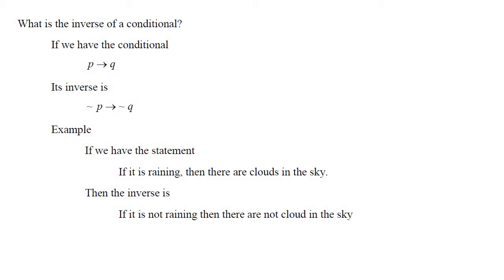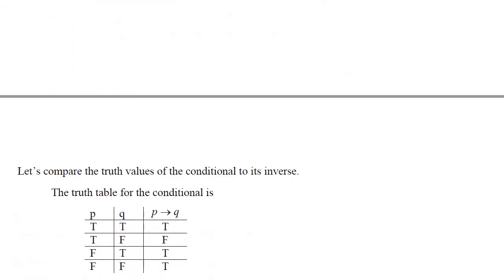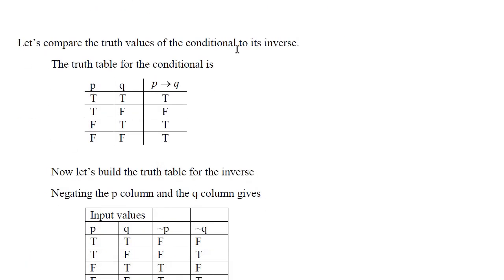So let's take a look at the example of the truth values. We're going to compare the truth values for our conditional to its inverse. So the truth table for the conditional is the following. So that's going to be true, false, true, true in that final column. Now let's build the truth table for the inverse.